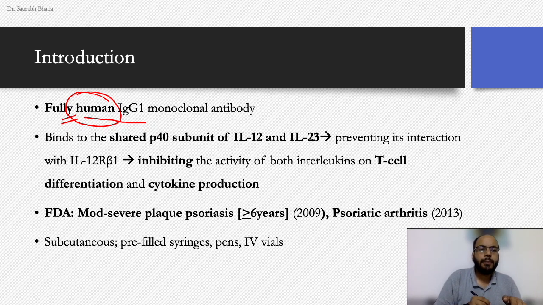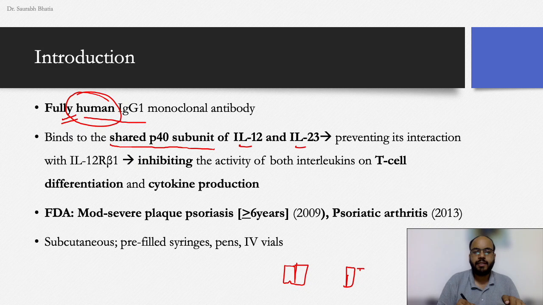Now, Ustekinumab binds to a shared P40 subunit of the interleukin 12 and 23 receptors. Remember that there are two different receptors, the 12 receptor and the 23 receptor, and they share a subunit termed P40. P40 is the attachment site for Ustekinumab. So Ustekinumab attaches itself to the P40 subunit and blocks both interleukin 23 and 12, and that is how it blocks these two interleukins.